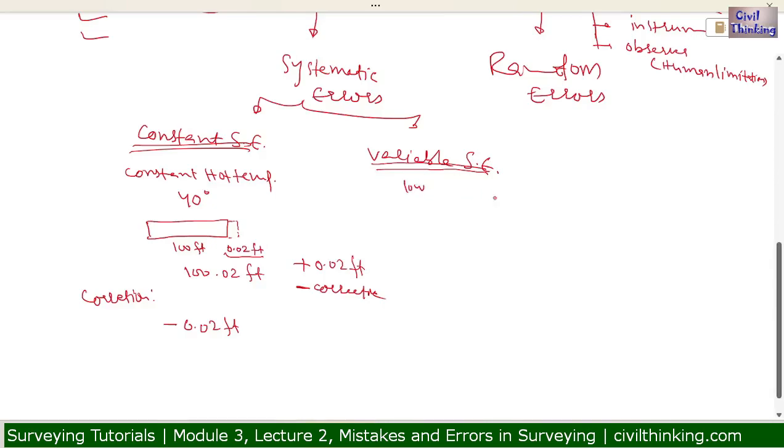In the morning and in the afternoon, right? During the midday, noon time, you will see the temperature is high, right? So you have a low temperature in the morning and in the evenings, and during the middle portion of the day, the temperature is high.